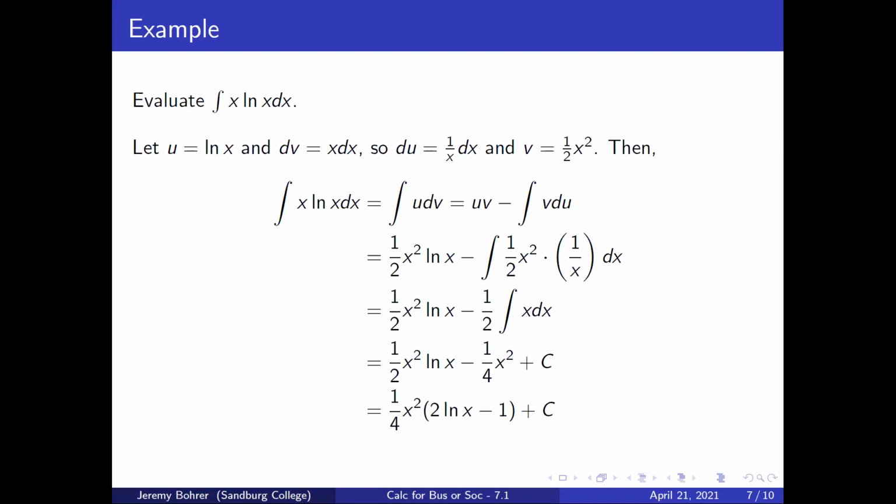1/2 x squared times 1 over x dx, which is 1/2 x squared times the natural log of x minus 1/2 times the integral of x dx, which gives us 1/2 x squared times the natural log of x minus 1/4 x squared plus c, which is 1/4 x squared times 2 times the natural log of x minus 1 plus c.